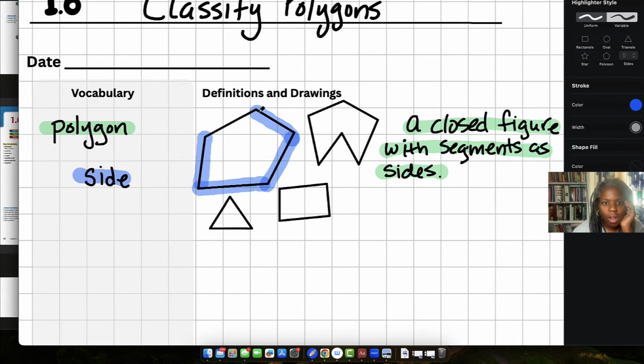This particular polygon has 5 sides. This one has 1, 2, 3, 4, 5, 6 sides. This one has 4 sides. And of course, we can see that this one has 3 sides.